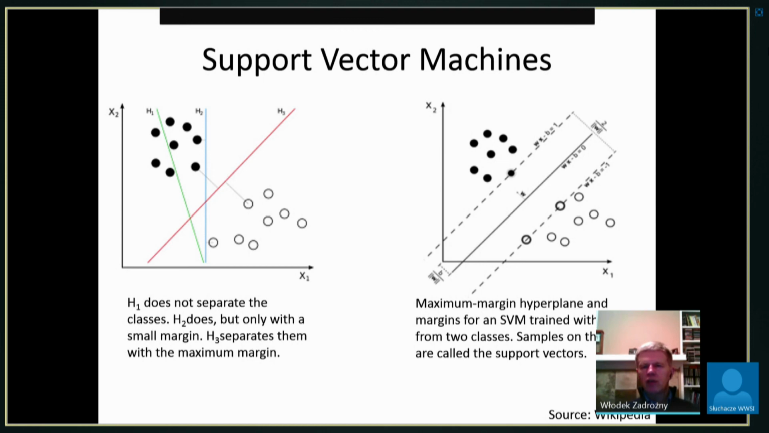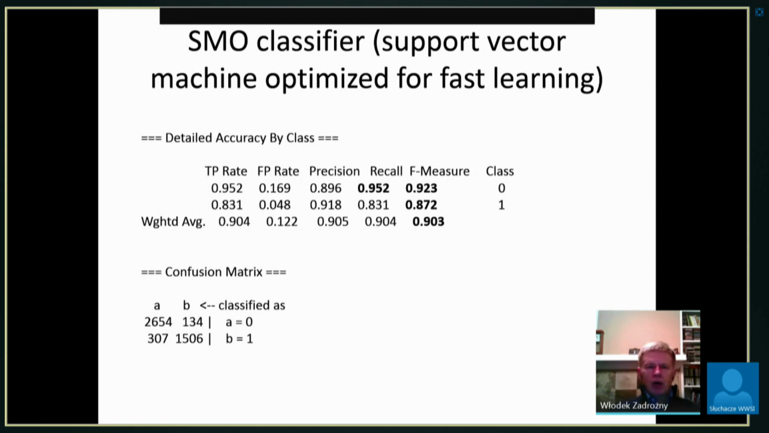So what we are looking for is essentially the maximum margin hyperplane. We want the line to be in the middle, or, in case we can't find a linear separator, almost in the middle between the two classes. Using Weka, we can train the SMO classifier and experiment with classification. SMO is a support vector machine, a linear classifier optimized for fast learning.